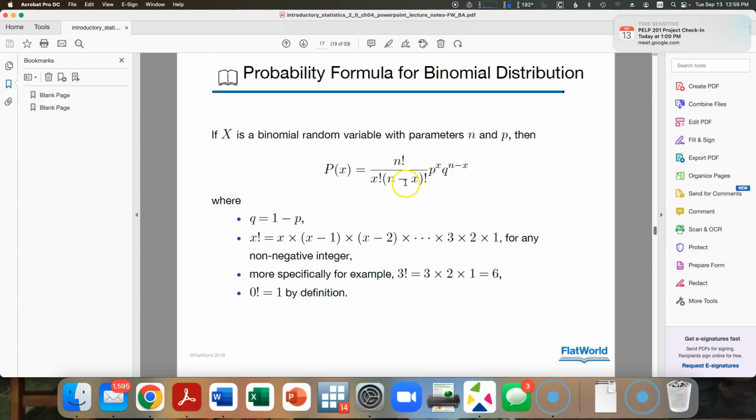We're going to take that ratio of n factorial over x factorial times n minus x factorial, times p to the x times q to the n minus x. So all you're really doing here, and what makes this a little bit easier, is just plugging in the needed numbers.